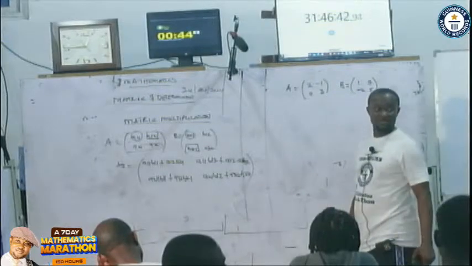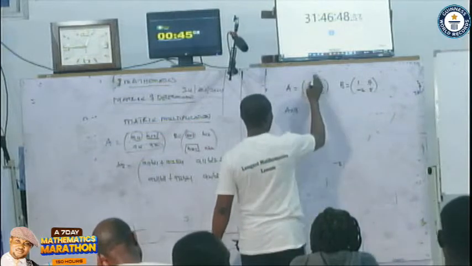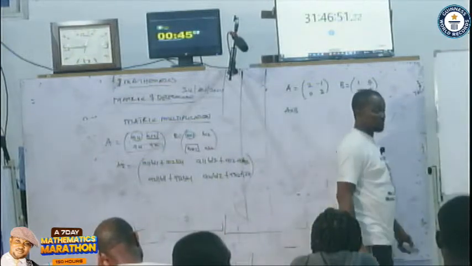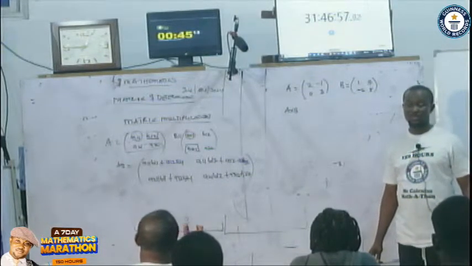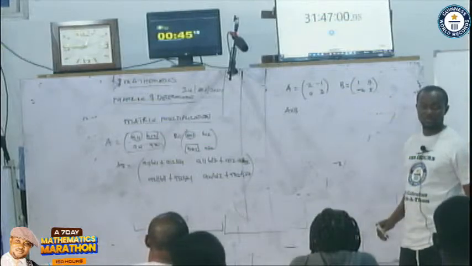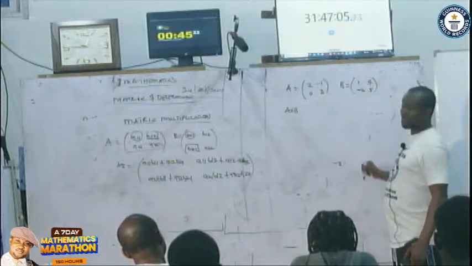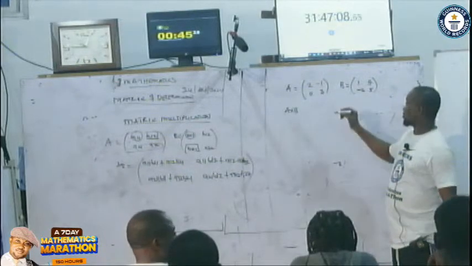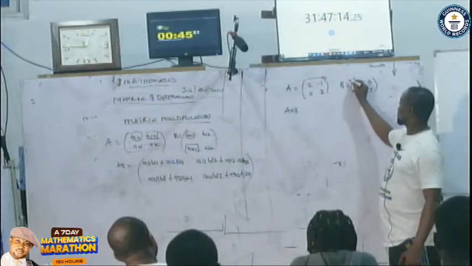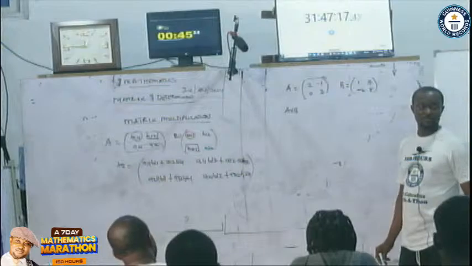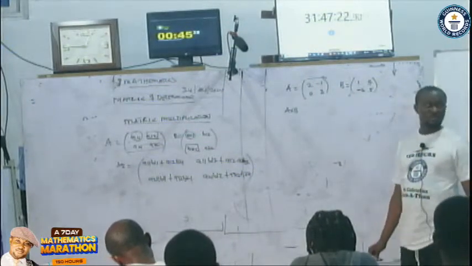Now I want to multiply AB. A times B. Multiplication. This is what you do. Multiply the row with the column. This is what we call row. This is what we call column. So this row goes for the column. The first goes for the first, second goes for the second. Are you getting me?